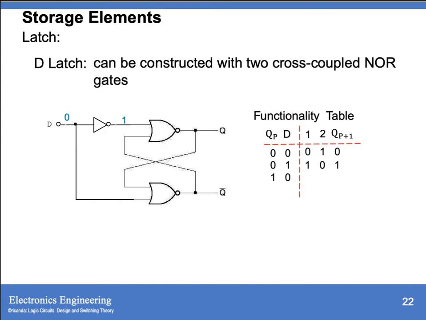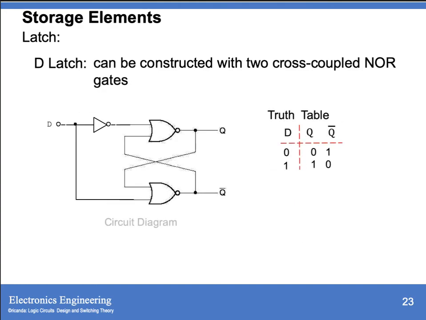If your previous output is 1 but your D is 0, that will make your first NOR gate equal to 0 and your second NOR gate equal to 1. If your input is 1, this makes your second NOR gate equal to 0 and your first NOR gate equal to 1. So this is your truth table. As you can see, your output will only follow what is in your input.